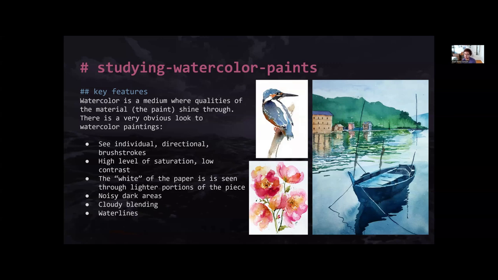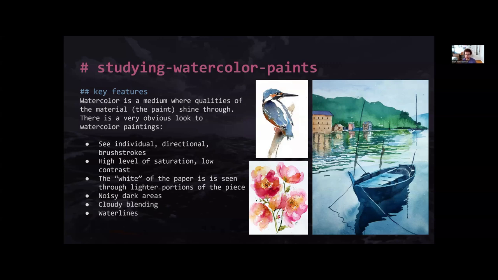As a side effect, we also have lower contrast because darker colors don't necessarily look the best. And we also generally use the white of the paper to show lighter portions of the piece. We can see in the flower that the opacity of the paint is lighter and we see the whites of the paper. We don't add white paint. We're simply making our paint more watered down.